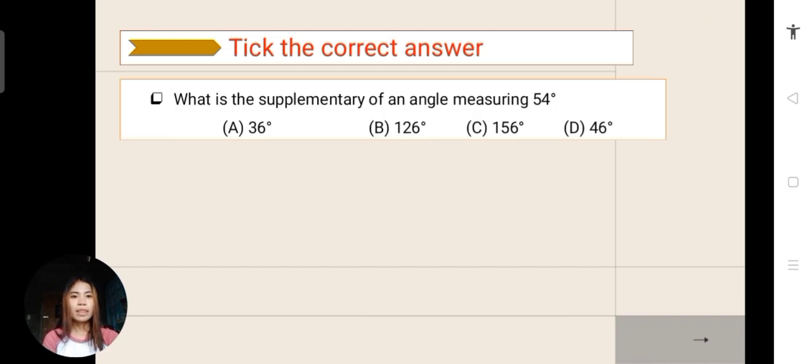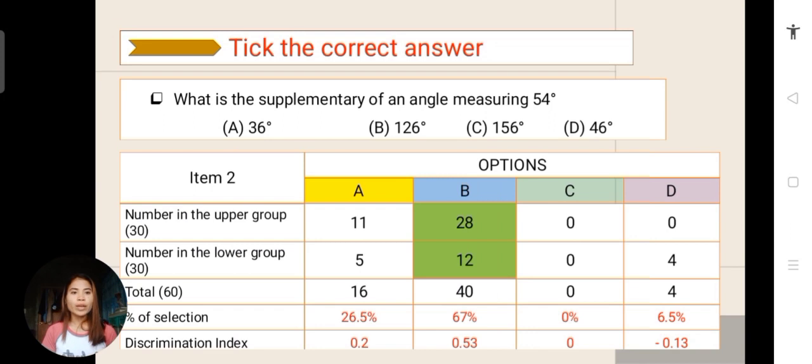What is the supplementary of an angle measuring 54 degrees? The choices are A, 36 degrees, B, 126 degrees, C, 156 degrees, and lastly D, 46 degrees. And in item 2, we also have options A, B, C, and D. The first row is the upper group and the second row is the lower group, then the total number of students and the percentage of selection, and lastly the discrimination index.